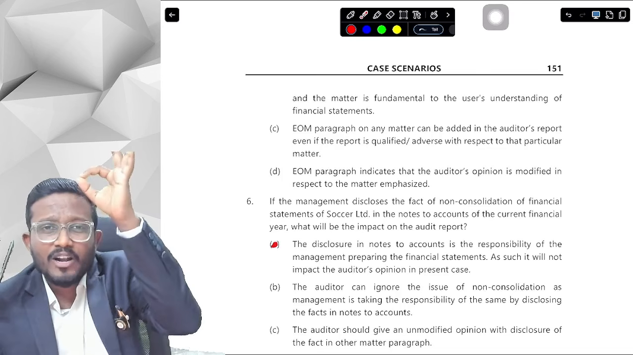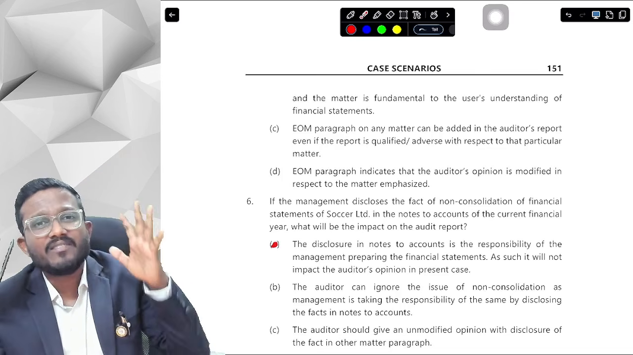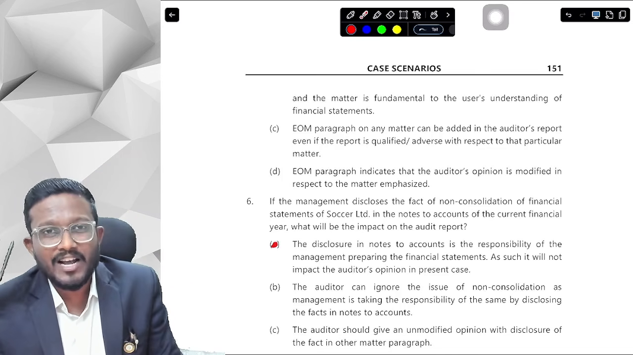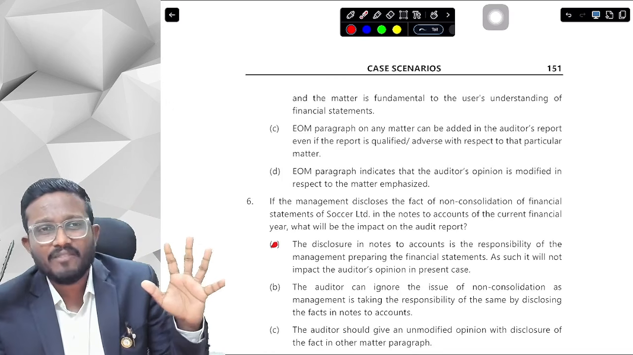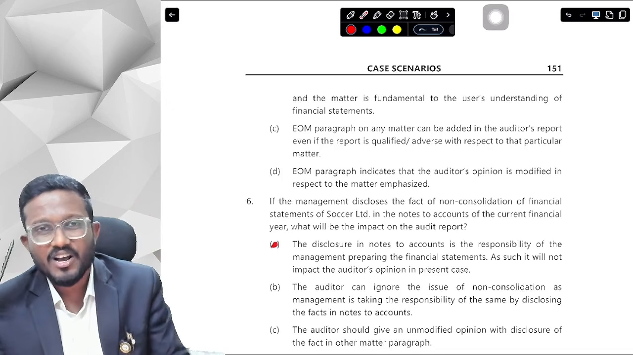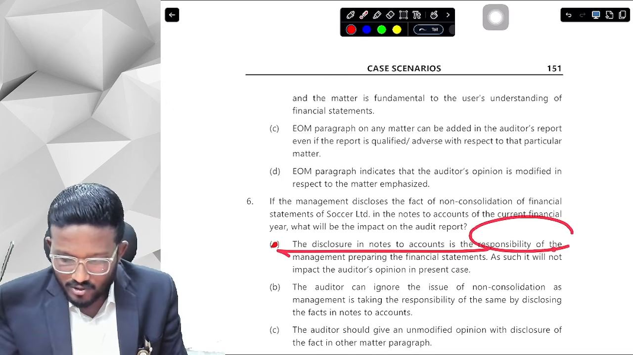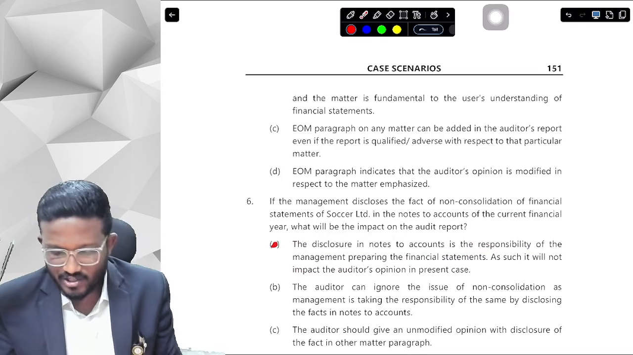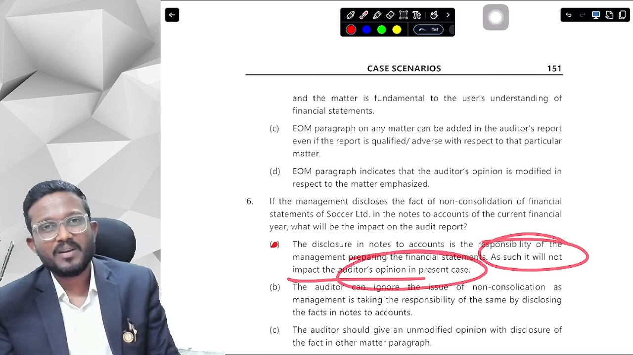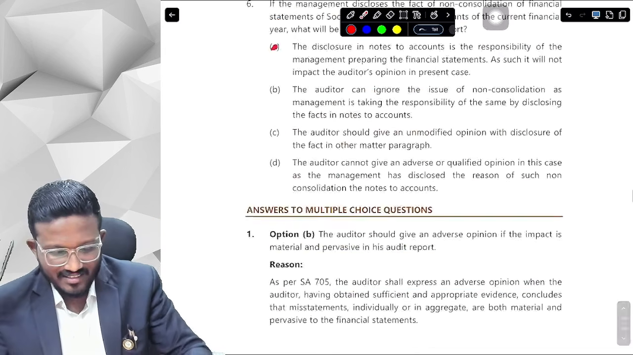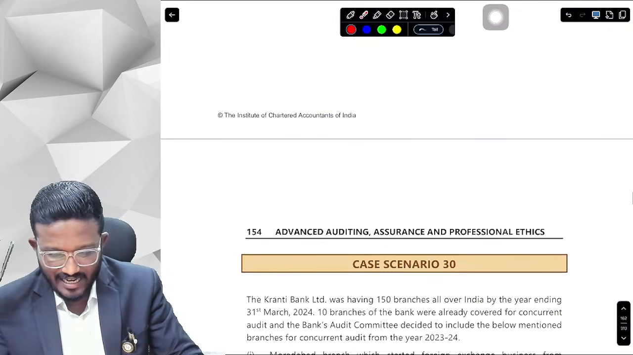I will issue a modified opinion even in this case, because you have not consolidated the financial statements, irrespective of whether you have disclosed it in the financial statements or not. Okay, yes sir. So the disclosure in notes to accounts is the responsibility of management preparing the financial statements. It will not impact our auditor's opinion in this case. Okay, yes sir. This was your case scenario number 29.